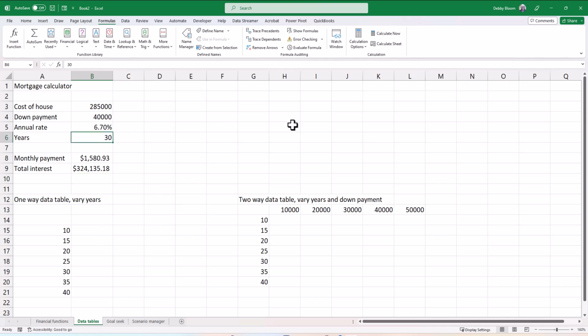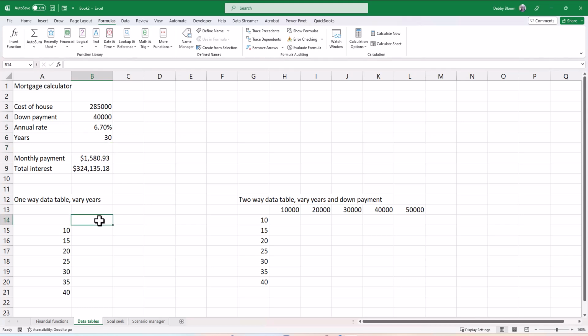So now, with a one-way data table, we can vary the years. So basically, what the one-way data table would do is change the years to 10. Watch when I hit enter, both of those numbers are going to change. So the computer's going to write it down. Then I'm going to change it to 15. The computer's going to get the answer, it's going to write it down. Then I'm going to change the years to 20. The computer's going to get the answer, and it's going to write it down.